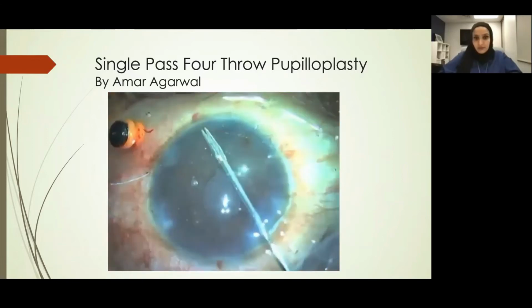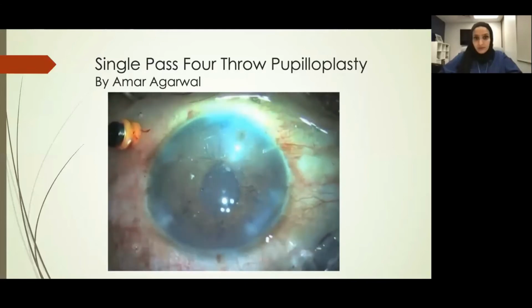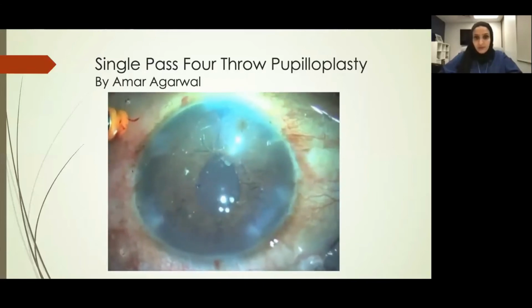Now a micro scissor is taken and the suture cut close to the knot, thereby completing the single pass 4-throw pupilloplasty. So with the 4-throw pupilloplasty, it's easier just to go in 4 times rather than doing the 2-1-1. I think it's easier.